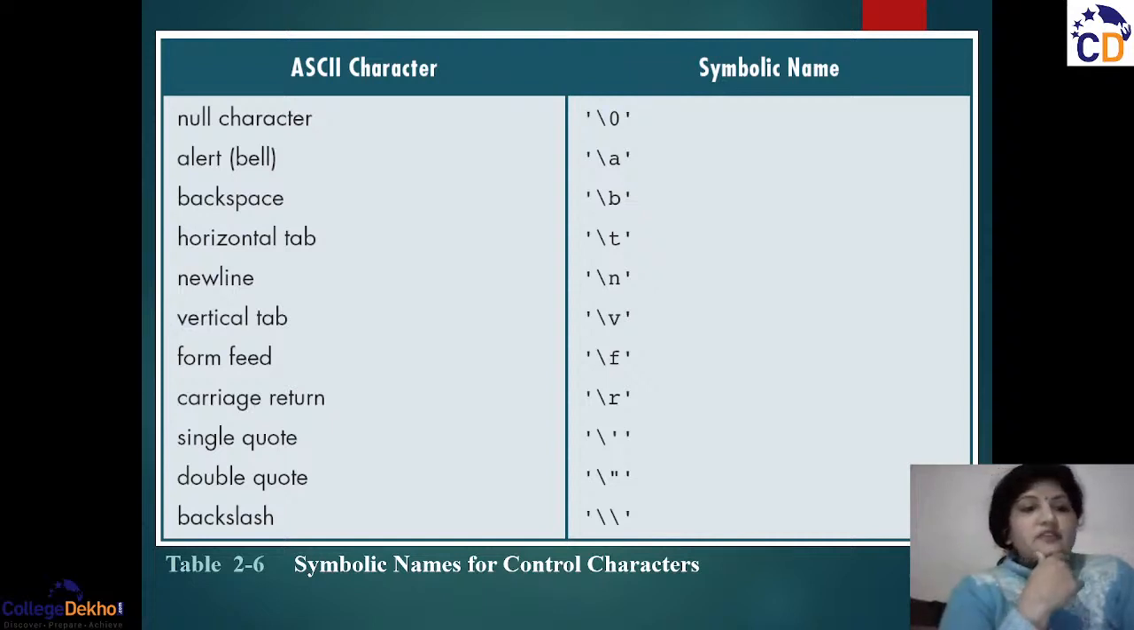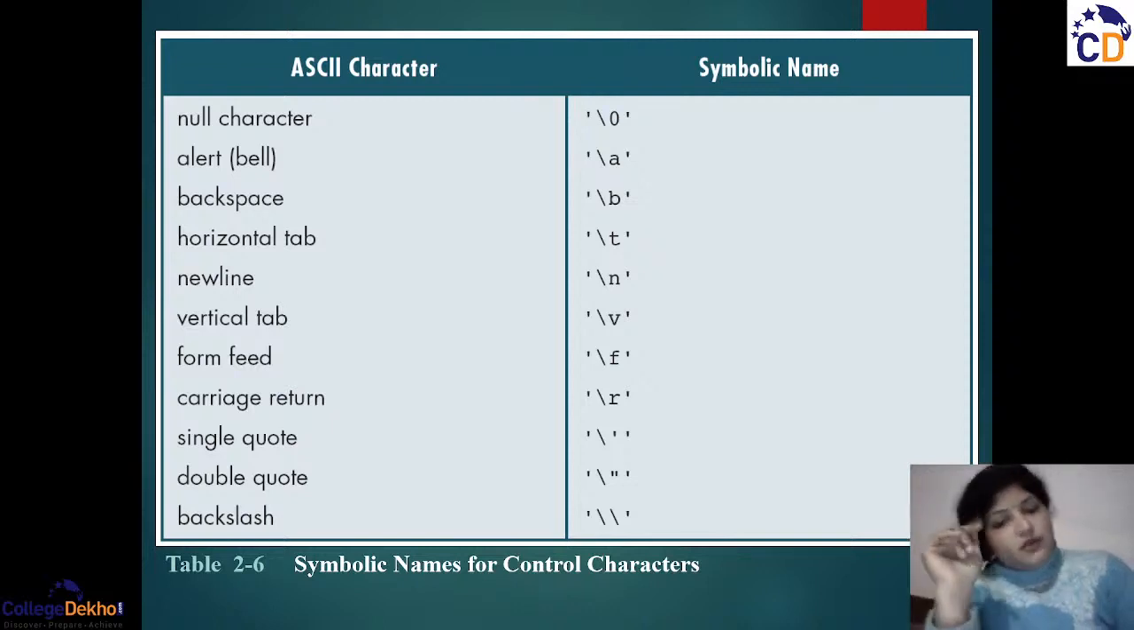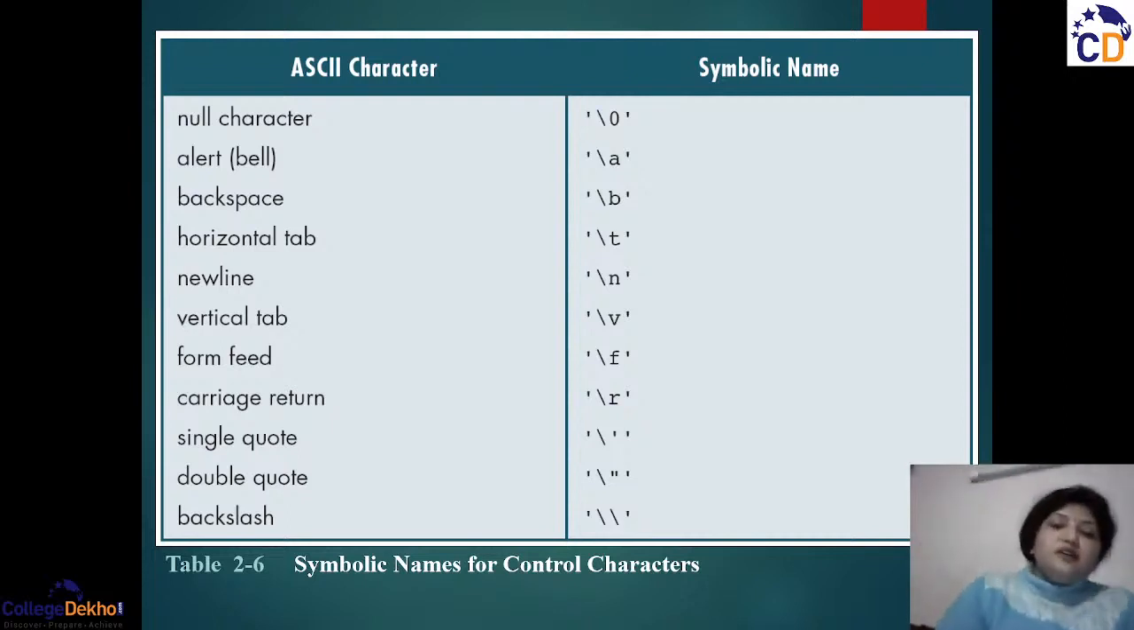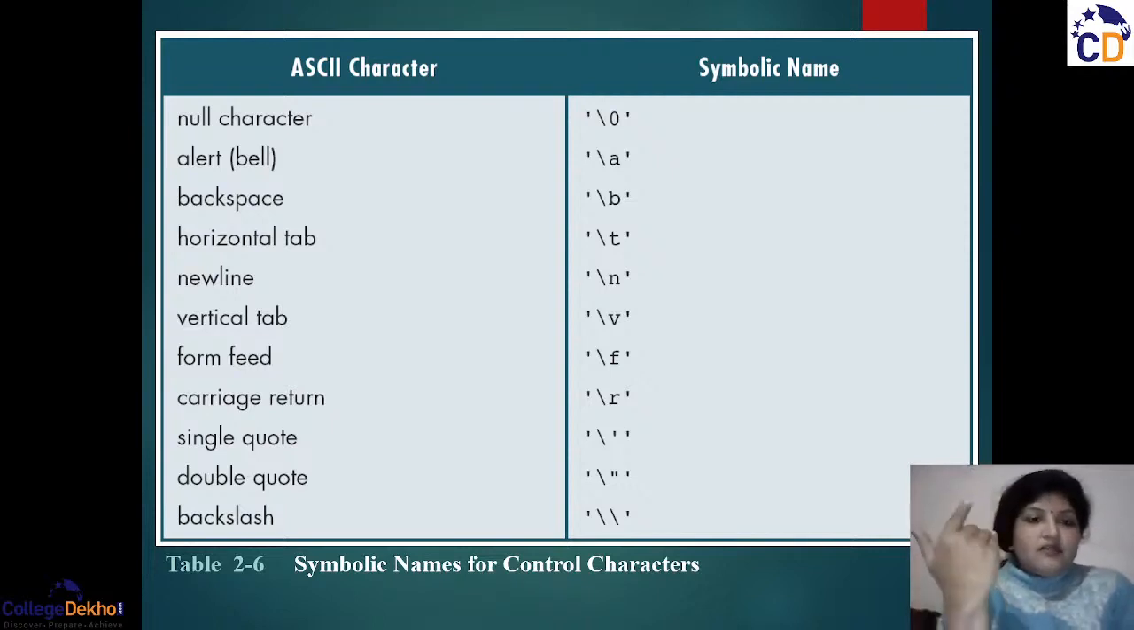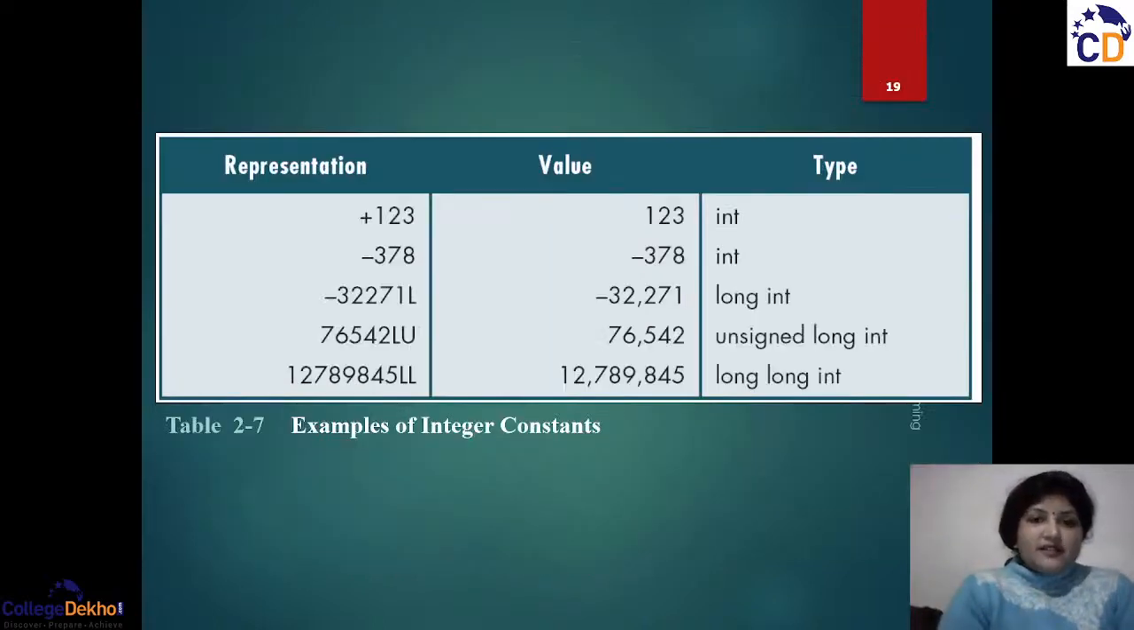Then we have form feed. For form feed we use f. Carriage return is r. If we have a single quote, then put a single quote. If you want to have double quotes, then put a double quote. For backslash, one backslash is always used for each of the control characters, but a double backslash represents the backslash itself. A single backslash does not have any meaning, so you need a double backslash for specifying the backslash.